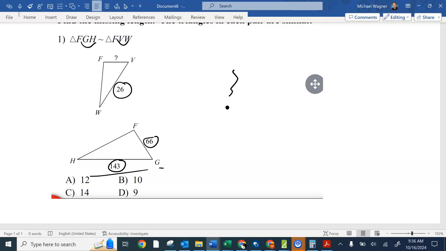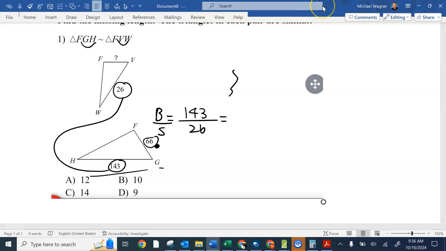So that means that the 26 goes with the 143. I'd like to put the bigger side from the bigger triangle over the smaller side, but these are corresponding sides. So 143 over 26 should equal another side. Now we've also got to use the 66. Remember this: I always tell students put B for bigger over S for smaller equals the sides that you get. And if you want, you can put FG over here, and you can put VW here. But now we need to match it up with the other side that we have.